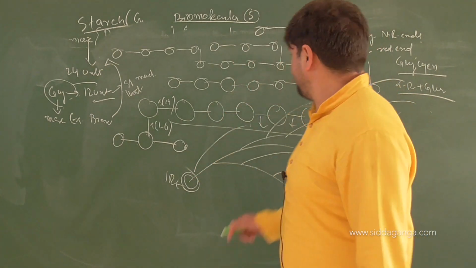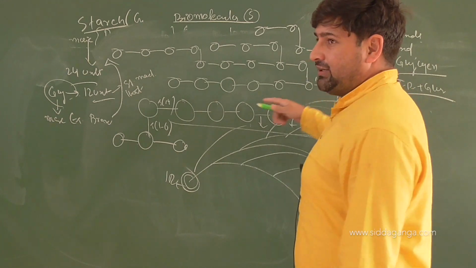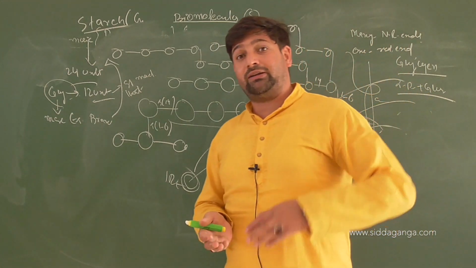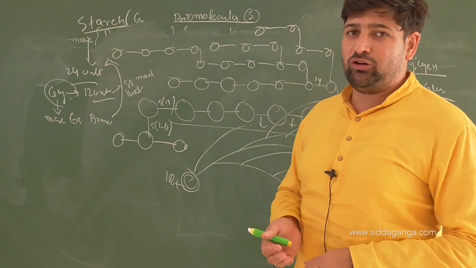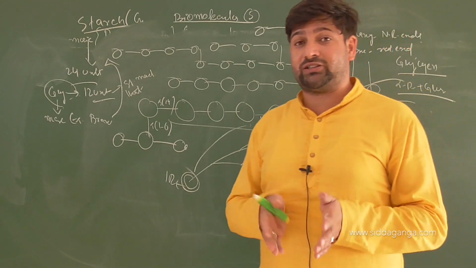Is it clear? Did you understand the glycogen part? Again, glycogen will have only one reducing end and many non-reducing ends. Even glycogen is made up of amylose and amylopectin. Amylopectin is insoluble because it is branched.